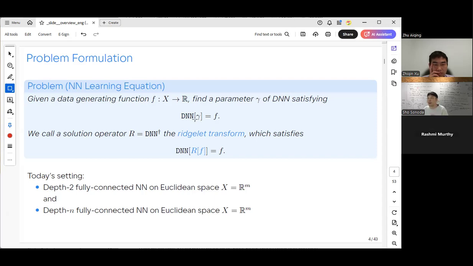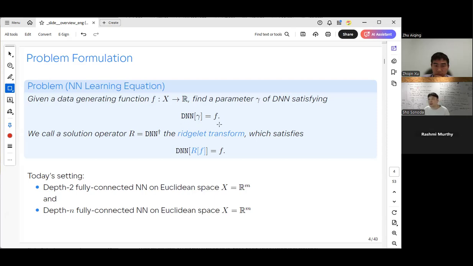So this is really abstract because I do not specify any network structure of the DNN. But as long as we luckily find the solution operator to this gamma, we call it the Ridgelet transform. So if we substitute the Ridgelet transform of f into the place of the unknown parameter distribution gamma, then DNN of gamma equals f. It solves this learning equation.